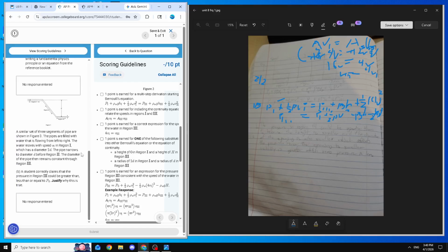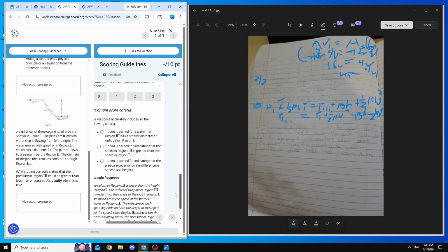Part B is asking, a student claims that the pressure in region 3 could be greater than, less than, or equal to P0. Justify why this is true. And I got 3 points because I said that this could be true because the pressure in region 3 could be greater than P0 because the height is smaller and the diameter of the opening is also smaller, which affects the pressure. Since the opening is smaller, the velocity is greater, which means pressure is less.